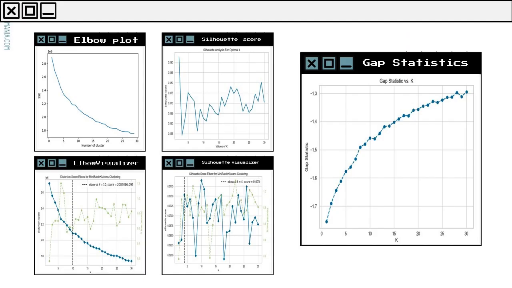Second method that I used was the elbow method. In elbow method, the inertia measures the sum of square distances between each data point and its closest centroid.